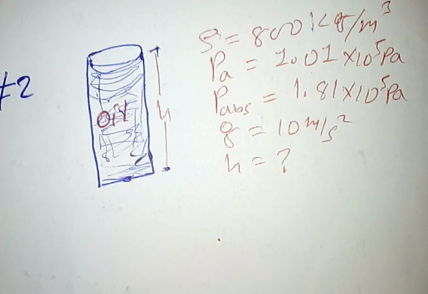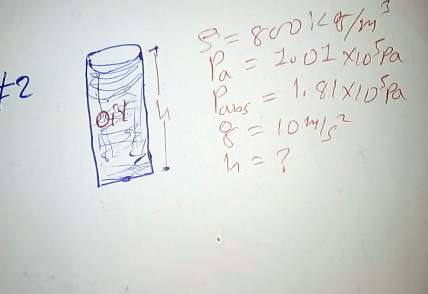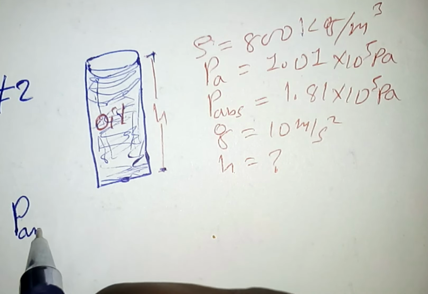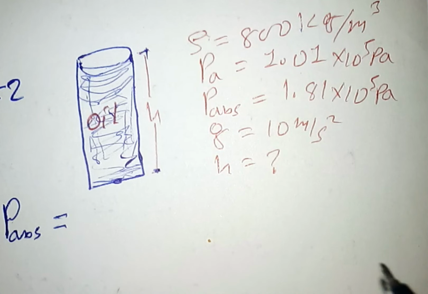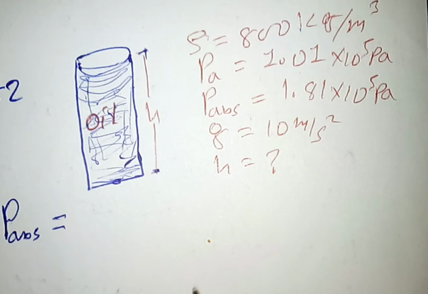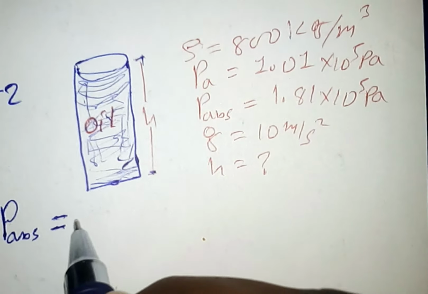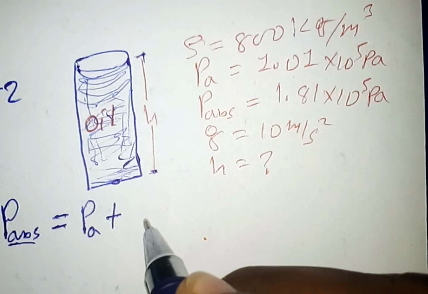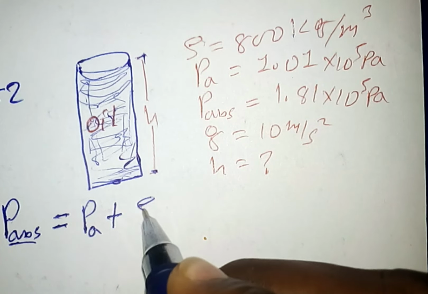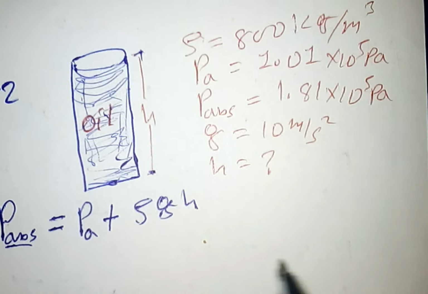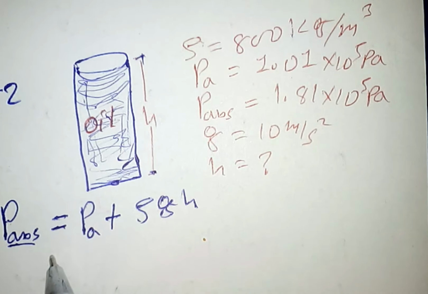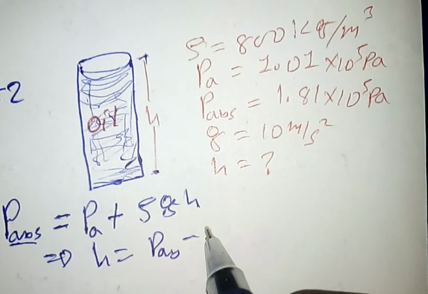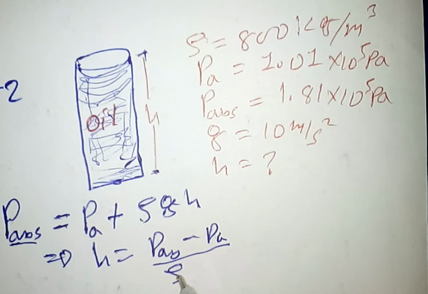So to find this, we use the concept of the fluid statics. That means that the absolute pressure at any depth, or the static pressure of the fluid at any column of the container, is given by the absolute pressure is equal to the atmospheric pressure plus the pressure due to the column of the fluid, which is given by rho g times h. Then from this equation we can directly find h. That means h is equal to P absolute minus P atmosphere divided by density times g.